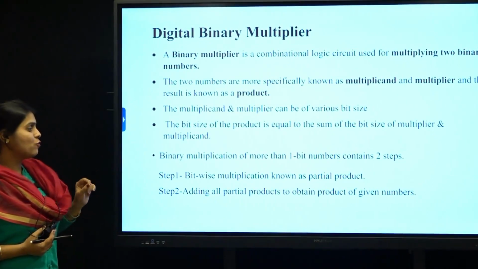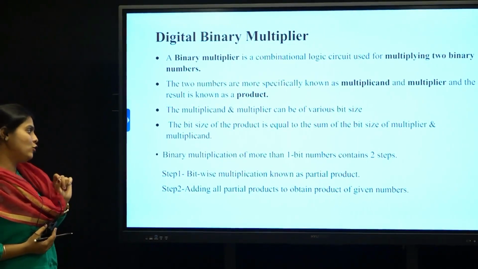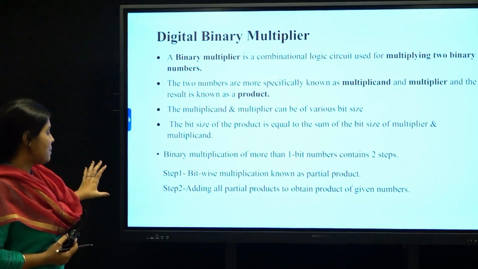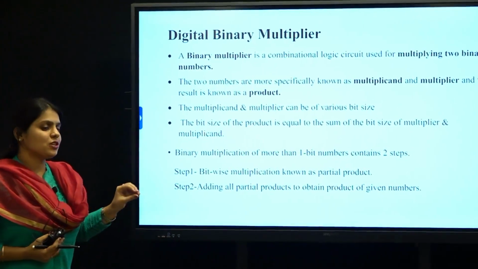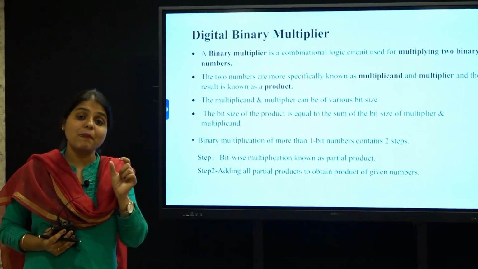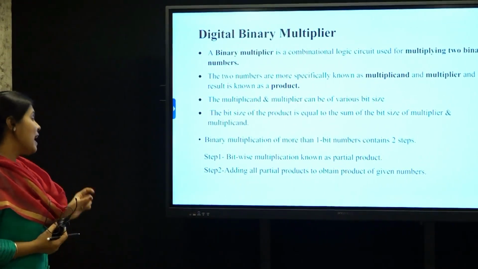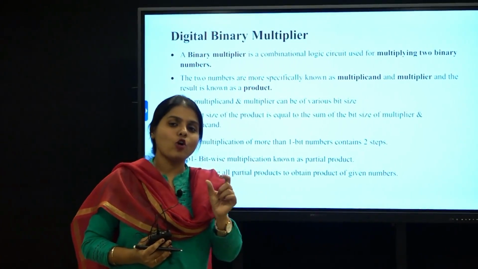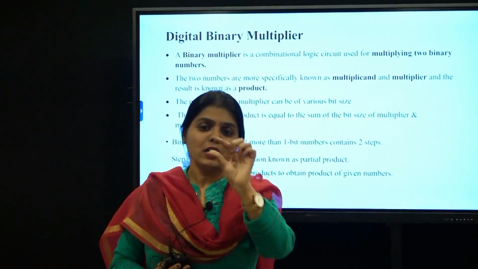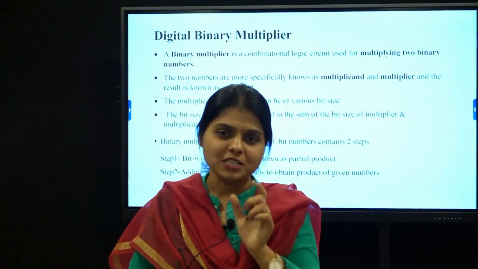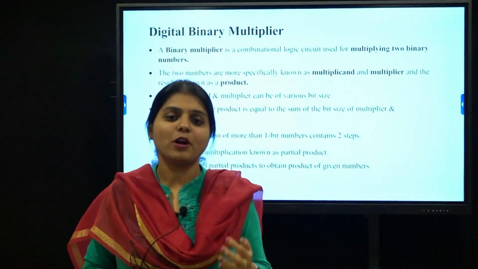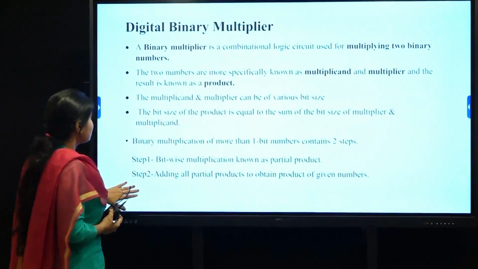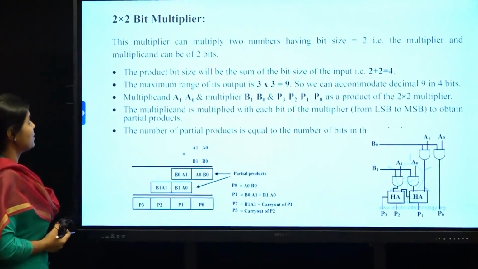Binary multiplication of more than one bit numbers contains two steps. This is something that we have to understand. Step 1, bitwise multiplication, we get that result as a partial product, and after that, adding all these partial products we obtain the final product. So when we multiply each bit we get partial products, and adding all those partial products we get the final product. Now let us look into how we design a binary multiplier.